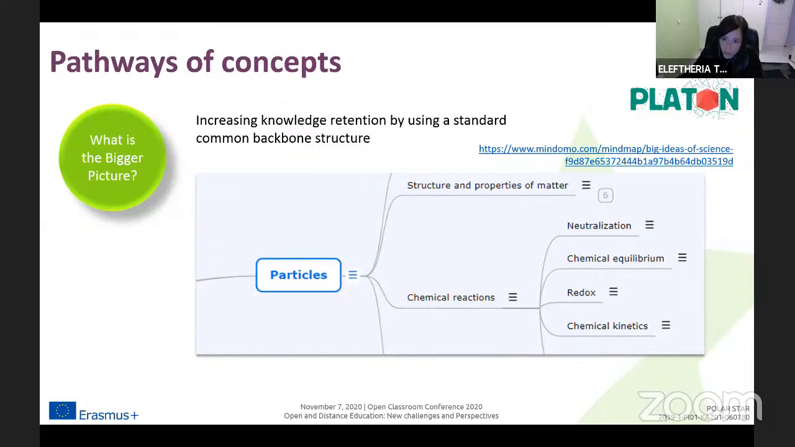And by going back to the same big ideas over and over through the teaching of different concepts, we hope to increase the knowledge retention as far as these ideas are concerned, and in the end, make sure that the 10% that is actually left to the students is something that is meaningful.